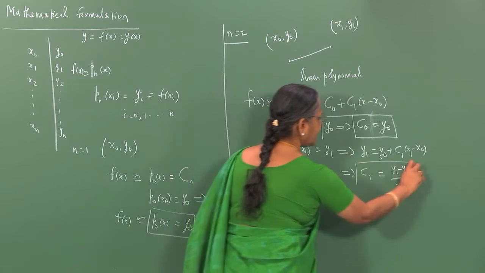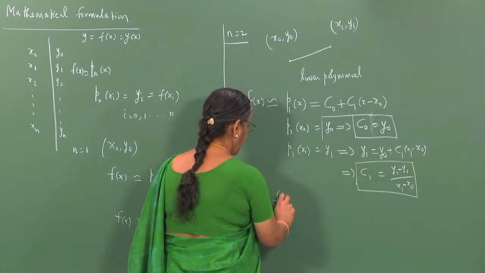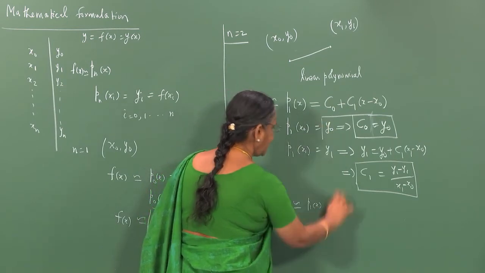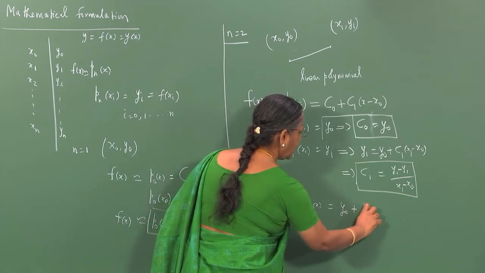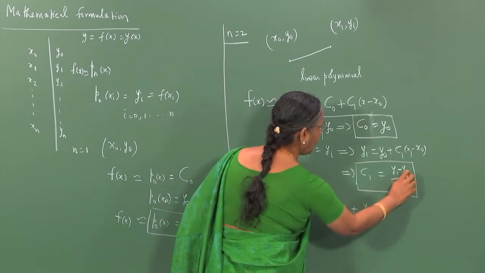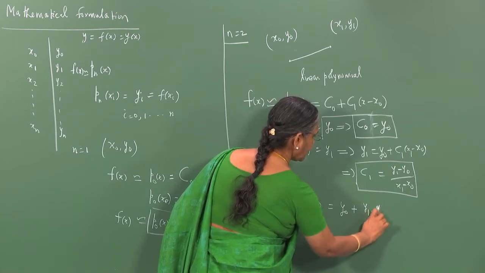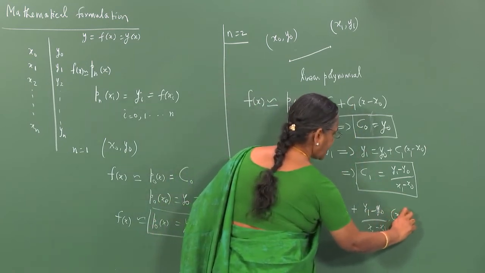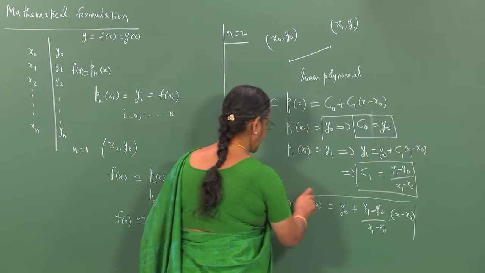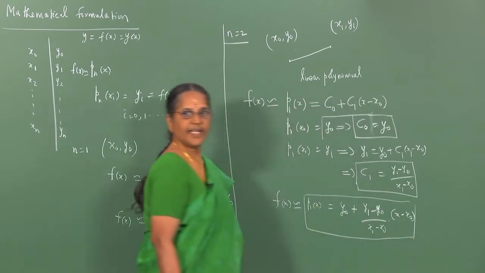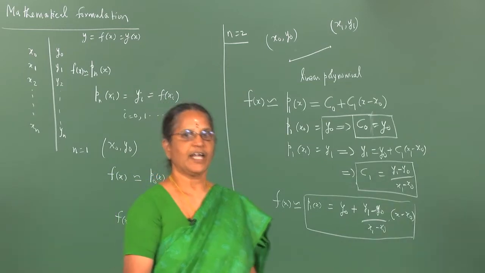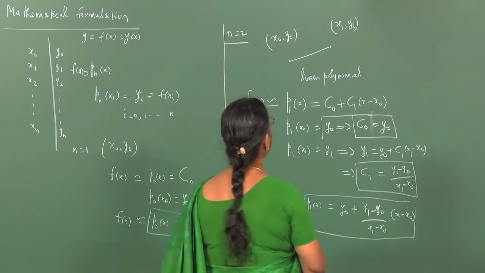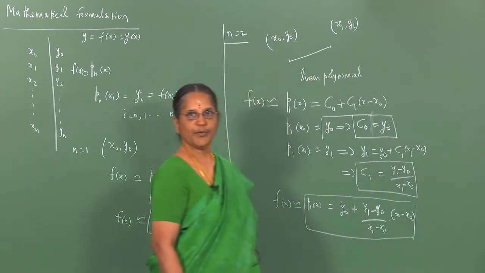So, c1 gets determined. So, what is the polynomial that approximates this function f of x? It is c0, which is y0, plus c1, which is y1 minus y0 divided by x1 minus x0, that is c1, into x minus x0, and that is a first degree polynomial that approximates this function f of x, and it interpolates the function at a set of discrete points, namely x0, y0 and x1, y1.